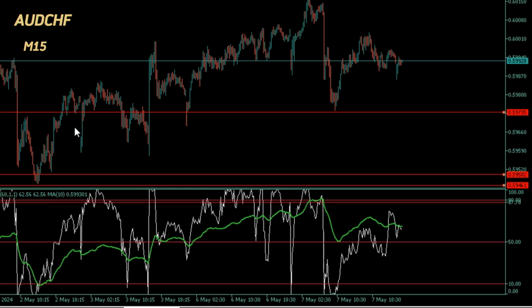So guys, this strategy and these indicators are very powerful. Check them out, place them on your charts. They will work wonders for you.